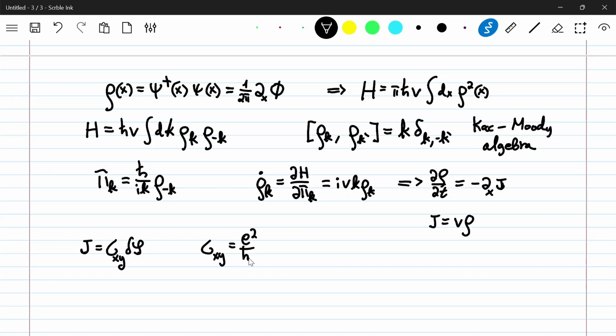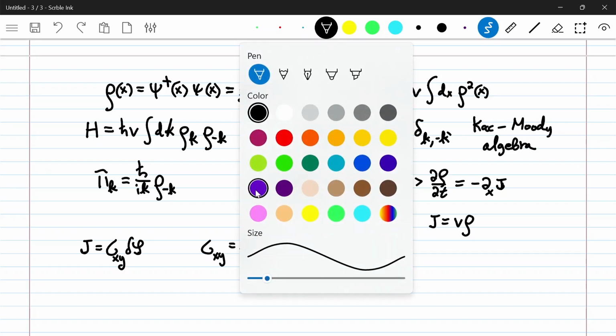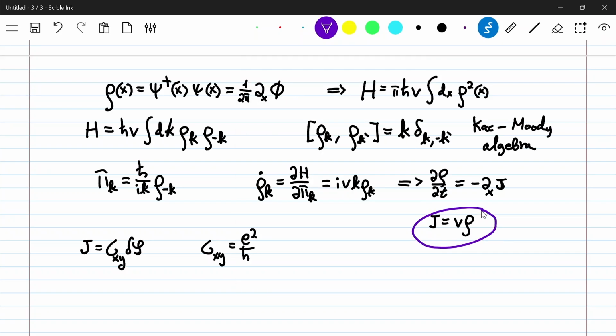And now what I'm doing is I'm going to use these two relations. Notice that we have here two relations. This is one, and this is another one.